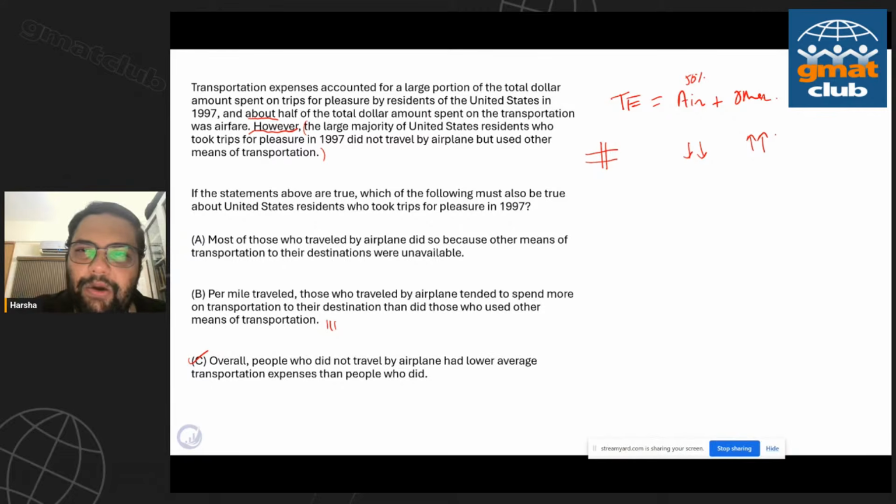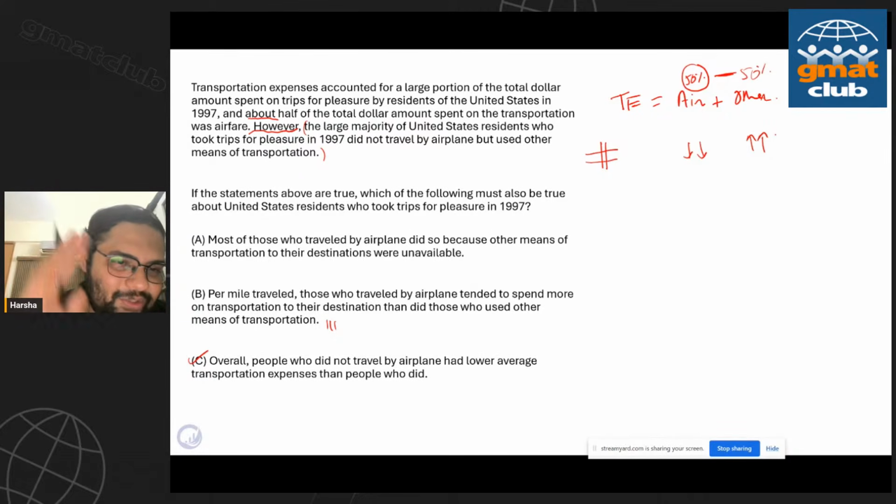And it should be interesting. How is it that very few people are traveling by air, but in terms of actual expense contribution it is still 50%? Something should be adjusting for it, right? Again, it's the art of arriving at the logical relationship. Think about what would be correspondingly high to ensure that there is still this 50% equal contribution of air and others. The minute you crack that, you will realize why choice C is correct. And I am pushing you to try and arrive at those logical relationships, finding the missing variable, the hidden variable.